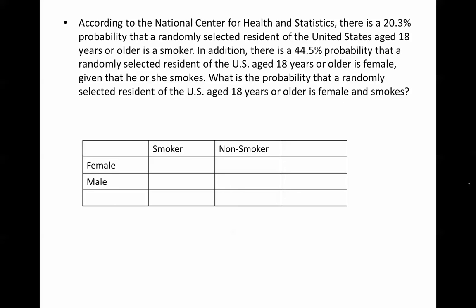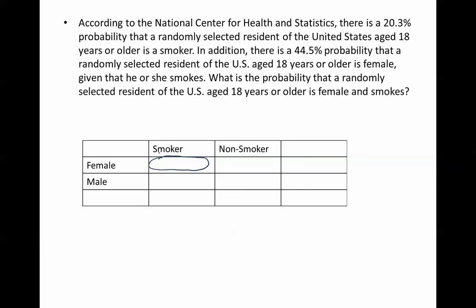So that one we know is a conditional probability. What is the probability that a randomly selected resident of the U.S. aged 18 years or older is female and smokes? So we know that when we're done, this is the box that's going to be the numerator in our answer, because that's the box for the number of individuals that are both female and smoke.